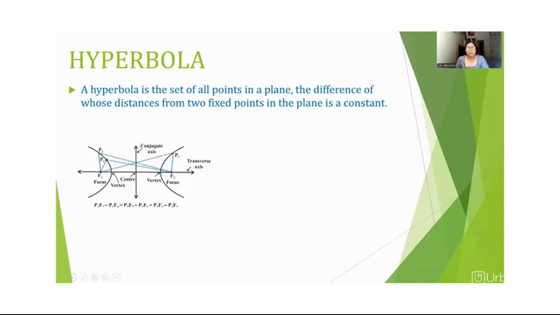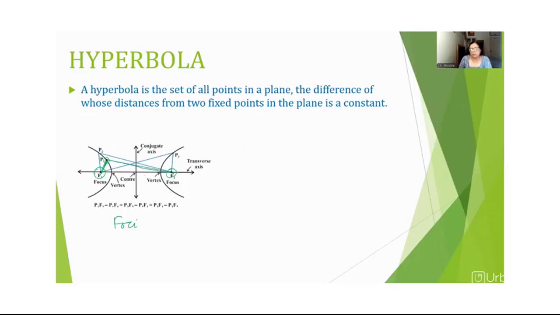The last one is the hyperbola. This is nothing but, you can say, the same concept as an ellipse. But here we are taking the points, the difference of whose distances from two given fixed points is a constant, right? You can see here, this is F1 and this is F2. These are two foci, right? Now, if we take P1 here, P1 has a distance P1F1 from this and P1F2 from the second focus.